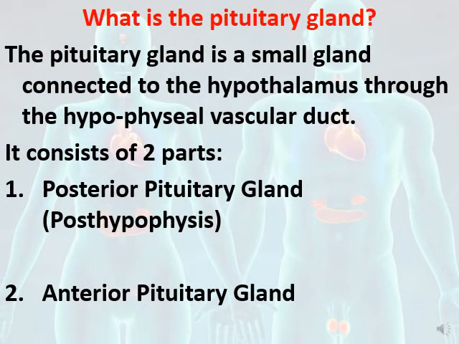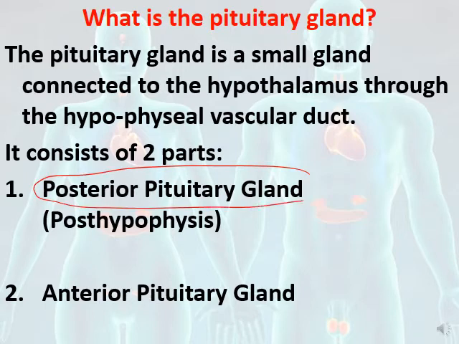What is the pituitary gland? Pituitary gland is a small gland. It's connected to the hypothalamus through the hypophyseal vascular duct. The pituitary gland is composed of two different parts. It's composed of the posterior pituitary gland, which is called the post-hypophysis, and the anterior pituitary gland. So pituitary gland is composed of two parts, the anterior pituitary gland and the posterior pituitary gland.